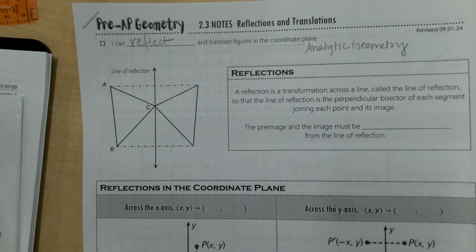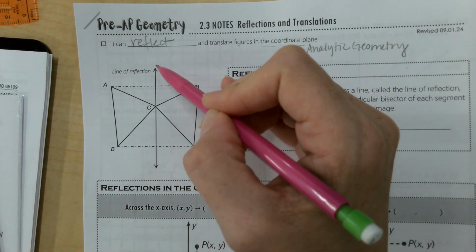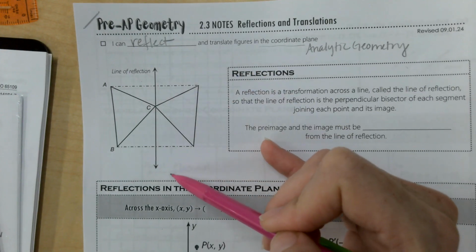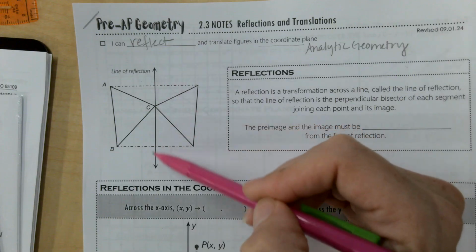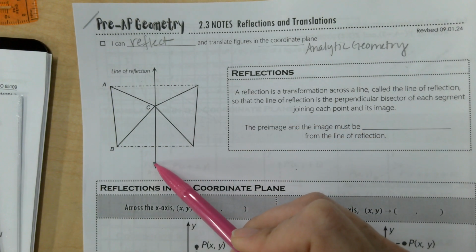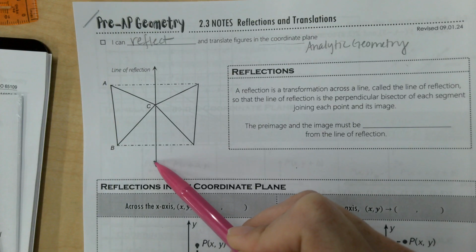All right, so a reflection is a transformation across a line. Remember, we call that line the line of reflection, sometimes the line of symmetry, axis of symmetry. Those are all referring to the line that we reflect in or over. Sometimes it says reflect in the line or reflect over the line. Either way, it means we're flipping it, right?